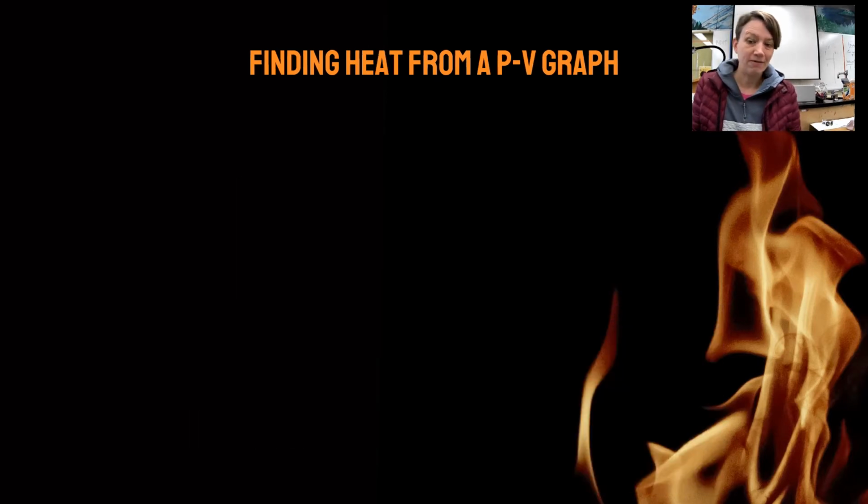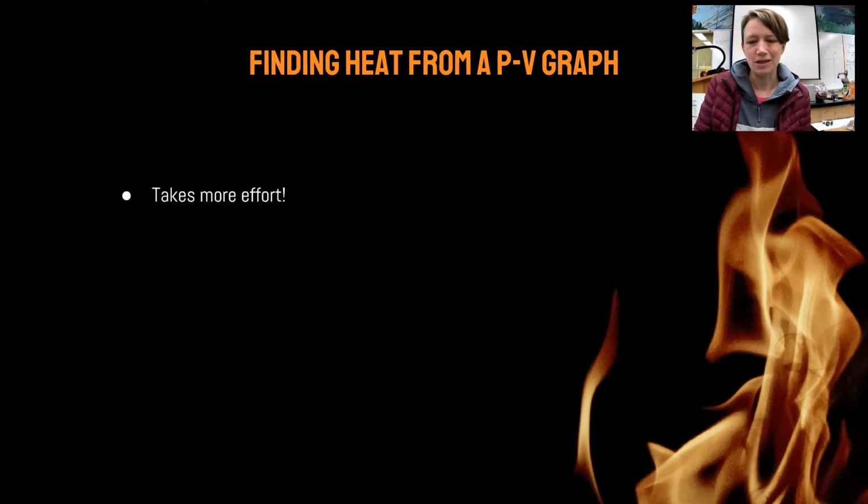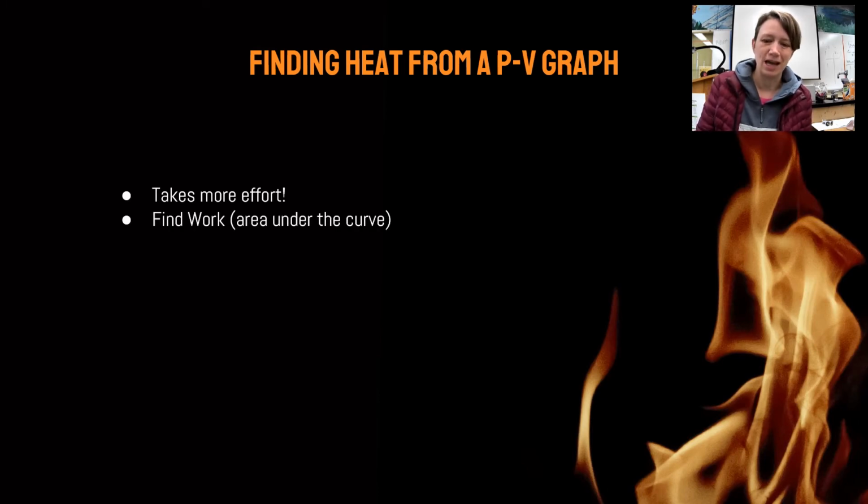So now we know how to find U and hopefully delta U, because if you have two U's, you can find delta U, and we know how to find W. How do we find heat from our PV graph? Heat takes a little bit more effort. There's nothing direct or quick about finding heat from a PV graph, because you basically have to use the first law of thermodynamics. So you're going to find the work using the area under the curve, making sure you get your positive negative signs right.